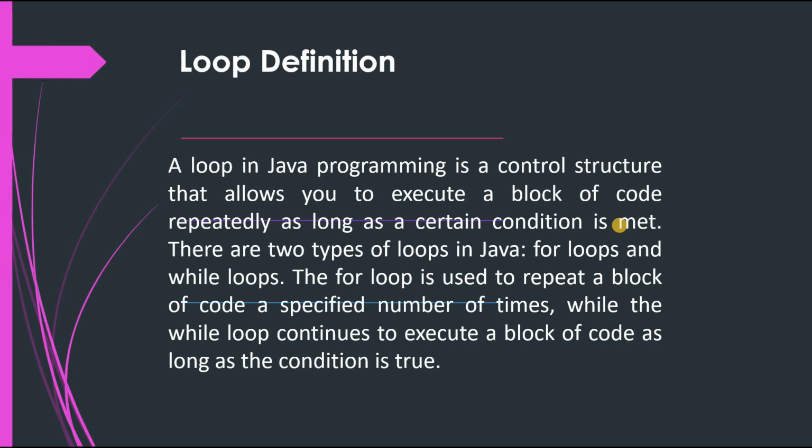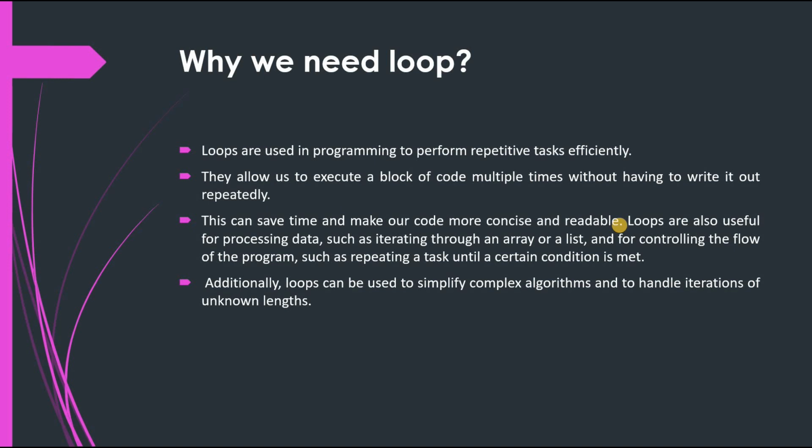There are a few types of loops, as I mentioned previously. There are three types. The for loop is used to repeat a block of code a specified number of times. If you want to do the same function again and again, you don't need to do the variable declaration again and again. You can use the loop. Let's see why we need loops. What are the advantages of loops?